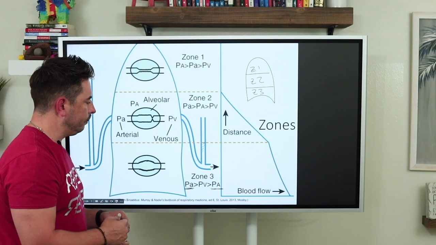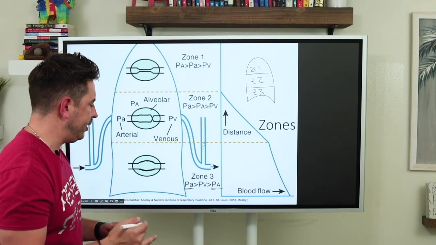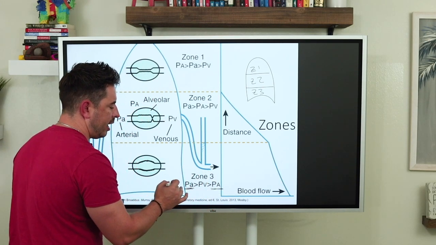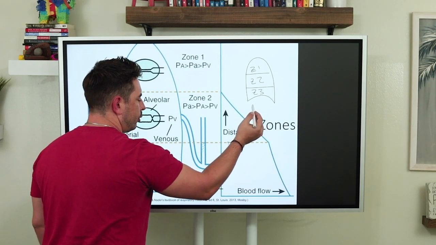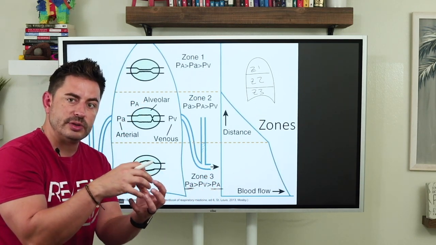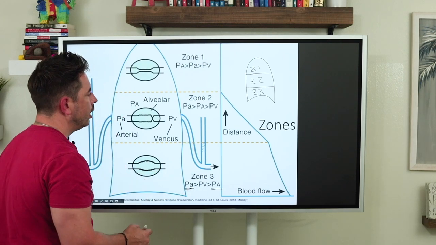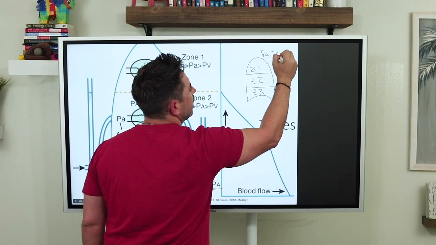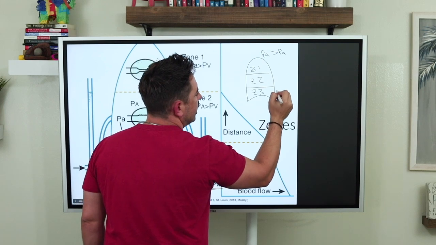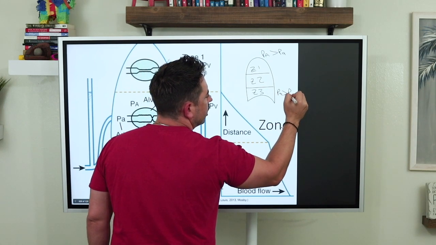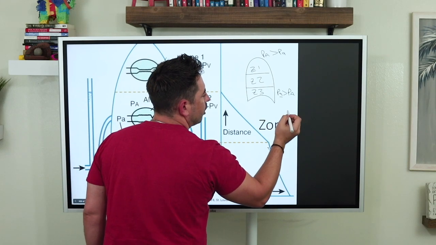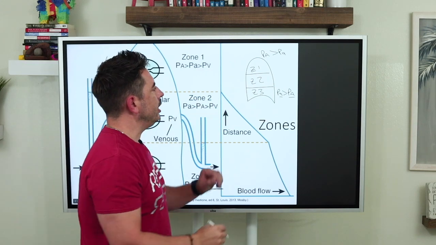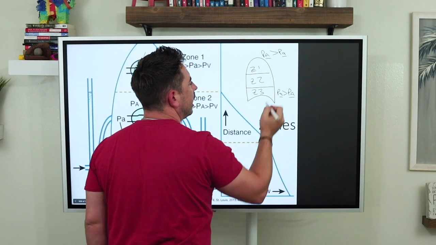So that leads to what we call a VQ mismatch, and we'll talk about that. But we have more circulation of blood because we have more blood available in zone 3 than we do ventilation because those alveoli are being squashed by all that extra blood. Now in zone 2, so let's look at zone 1. PA is greater than the P little a. In zone 3, your P little a is greater than your P big A. Little a being arterial and big A being alveolar. Same thing up here. Big A are alveolar, little a arterial.